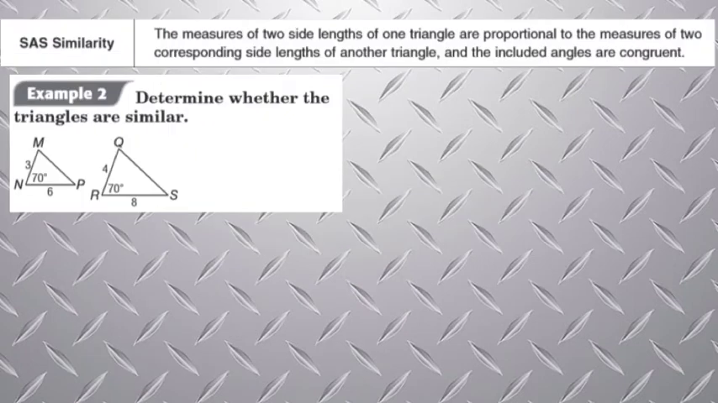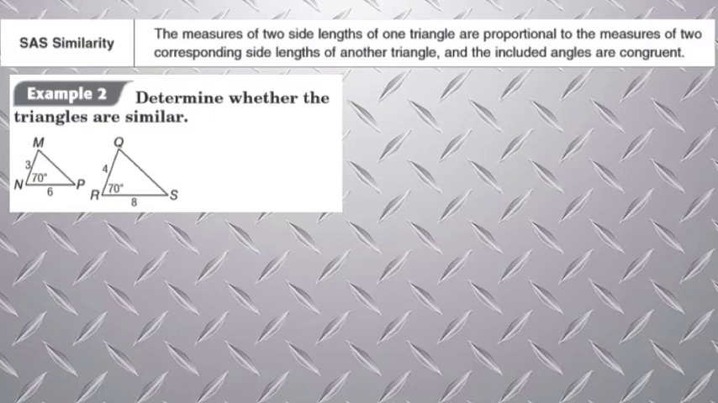Side angle side is just a combination of the two. So we're going to look for some proportional sides, and we're also going to look for some congruent angles as well. Go ahead and read through it. The measures of two side lengths of one triangle are proportional to the measures of two corresponding side lengths of another triangle, and the included angles are congruent.